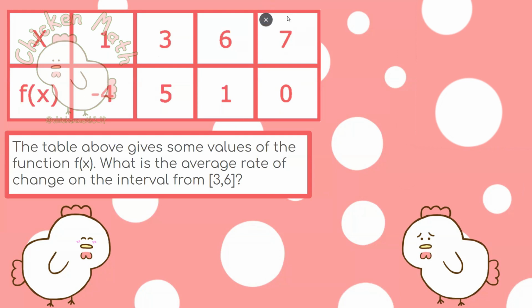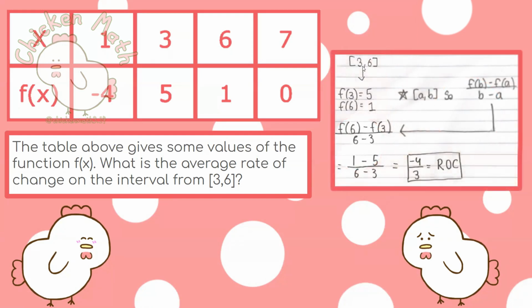So right here, we're given a table with input values and corresponding output values, and we are to find the average rate of change on interval 3, 6. So here is the work showing how we get this result. So first of all, you can find the corresponding output values to the given input values of our interval. So when x is 3, f of x is 5, so f of 3 is 5. And when x is 6, f of x is 1. So that's the information we get from this graph.